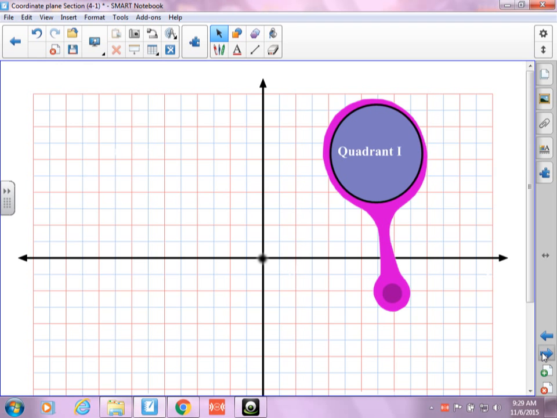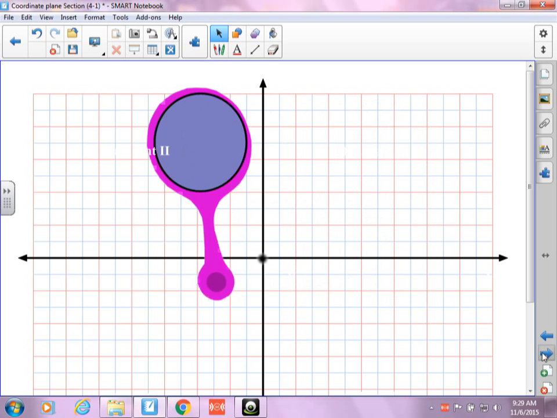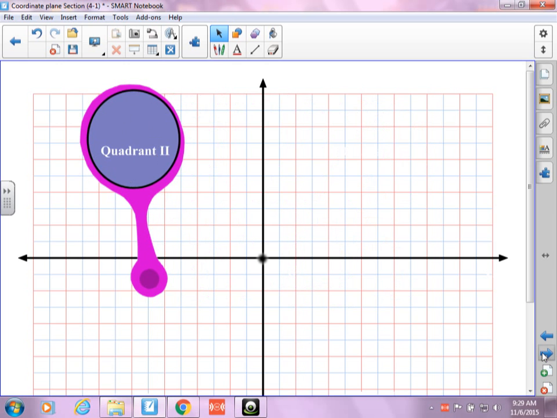Now, there is a quadrant 2. Where would I go to find quadrant 2? Yes. The top left-hand side is quadrant 2. And you're going to notice that I have 2 big I's. Questions?